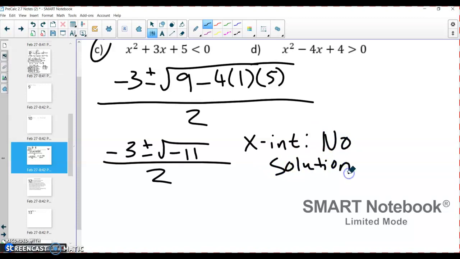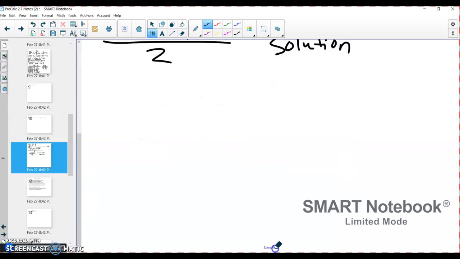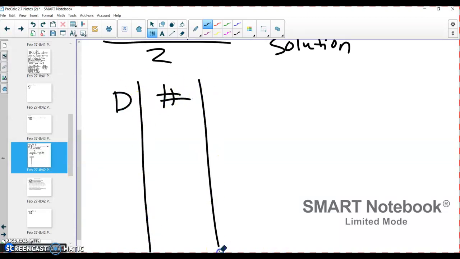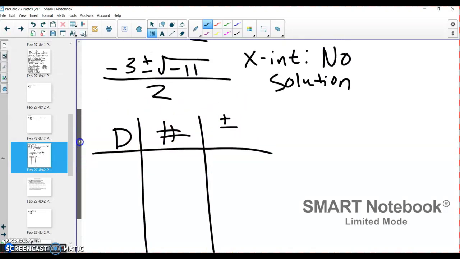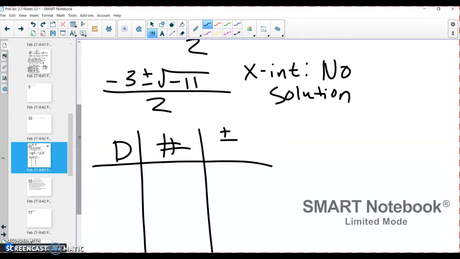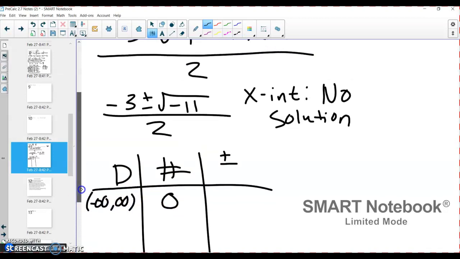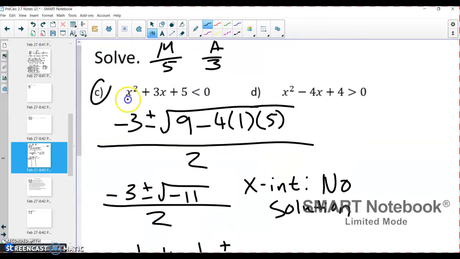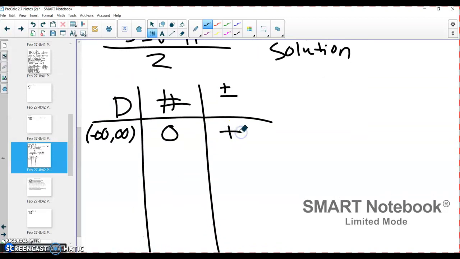So when we set up our table, we have no key points to use. We have domain, we have a number to choose, and we have our positive or negative. Well, our domain, we have no testing points, and so our domain is just going to be negative infinity to positive infinity. Our test point then could be 0, because that's somewhere in between there. And when I plug it in, I get 0 plus 5, and that's positive.